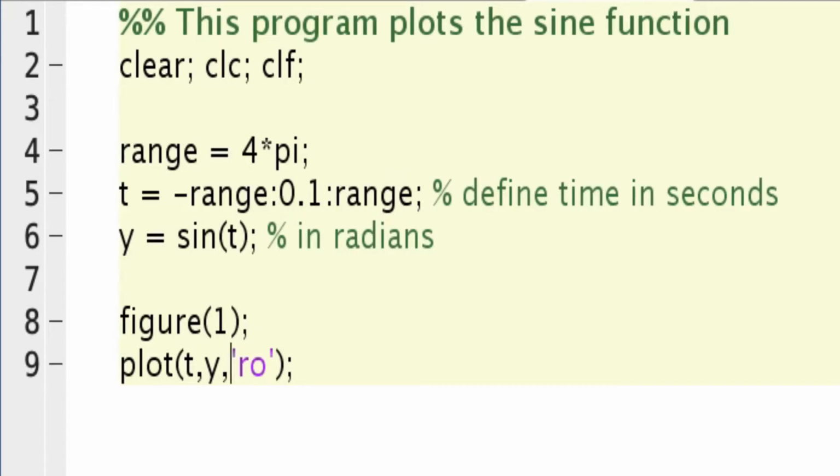In line 4, I defined a new variable, range, and I assigned it a value of 4π. This helps me define the range of time that I need for my sine function. In line 5, I have defined a new variable called t. This time, I am assigning not just one number but a series of numbers, or an array, to the variable t. The minimum value of the variable is negative range or negative 4π, and the maximum value is positive range or positive 4π. I chose the interval or the step size to be 0.1. This will give me 252 values for the variable t.